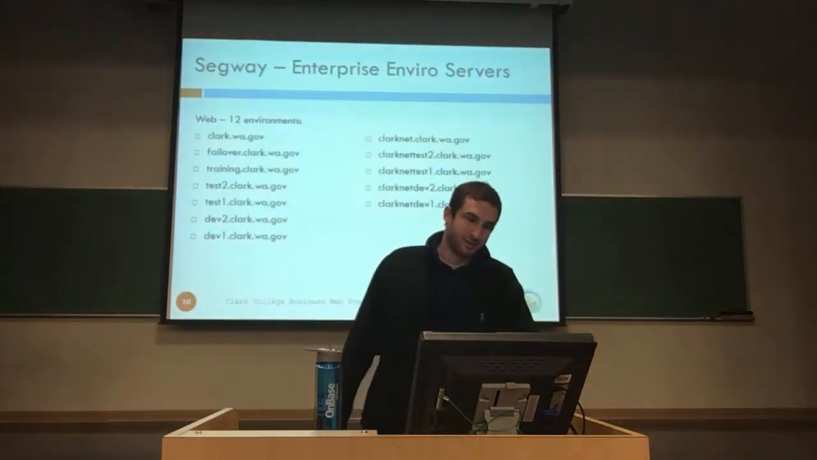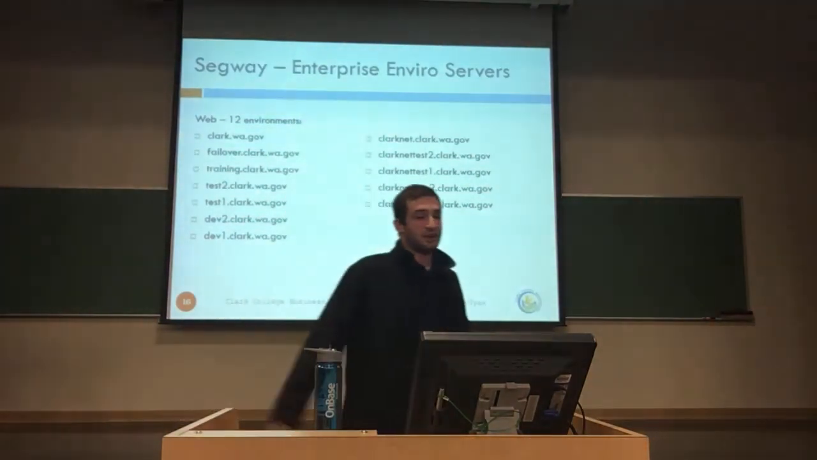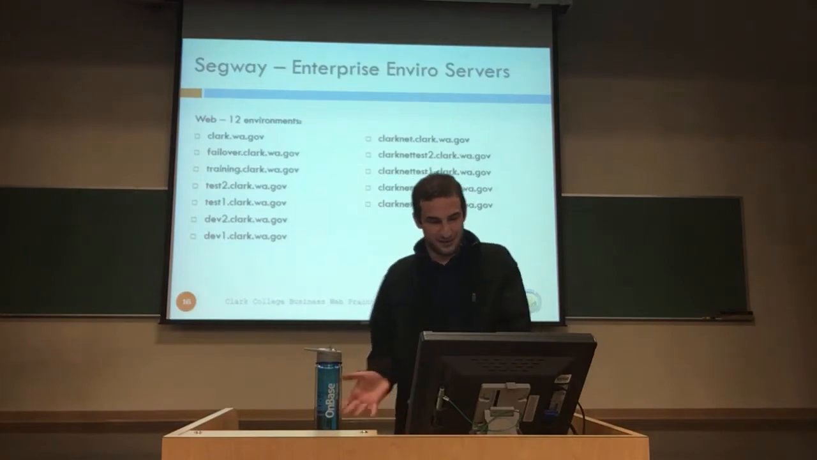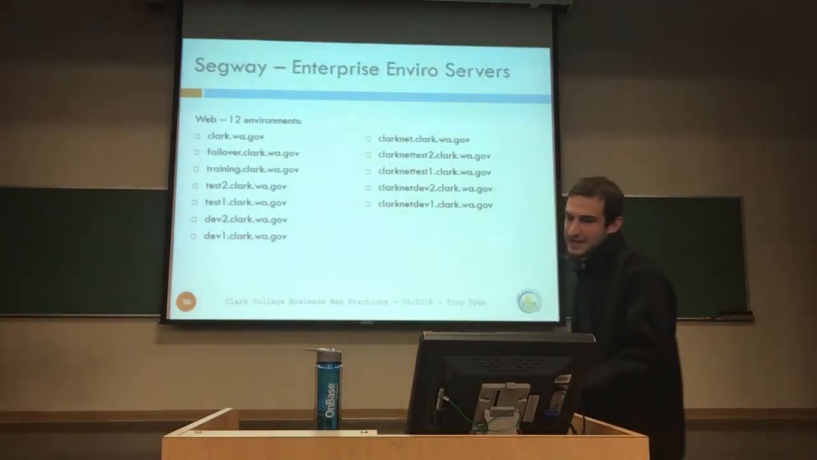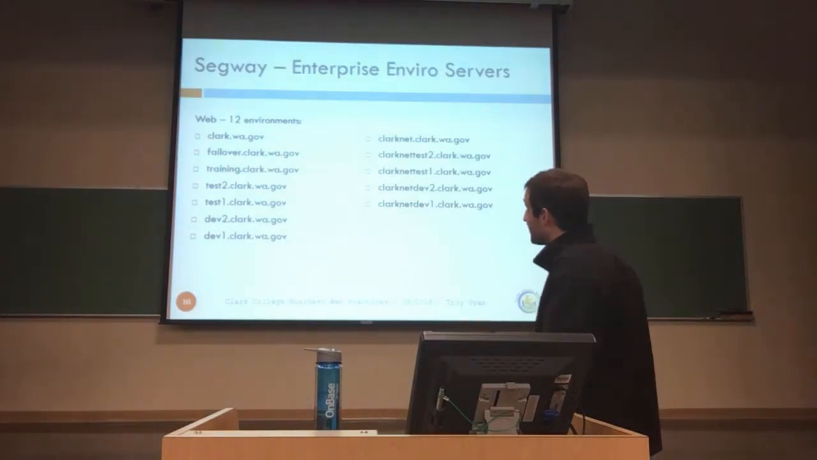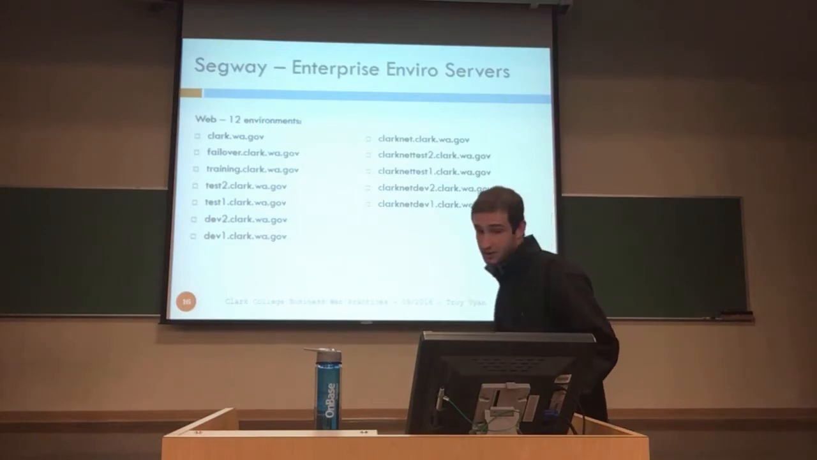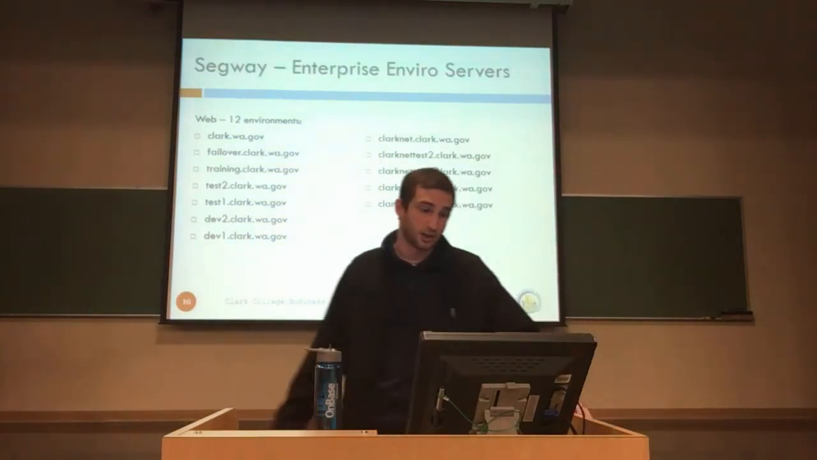The environment everyone knows about is clark.wa.gov. We have 12 environments total. Again, not something I was prepared for, really. Like, you dev your own thing, and maybe you have a local copy. There was quite a bit here when I first started. We have our main site, our DR site, our training site, which is a very close clone of production so that people can get in and learn what they're doing.